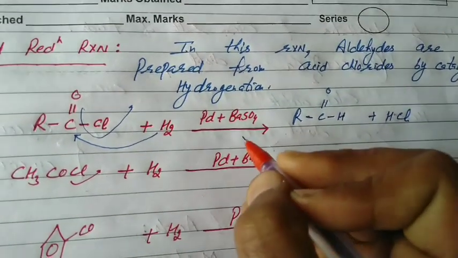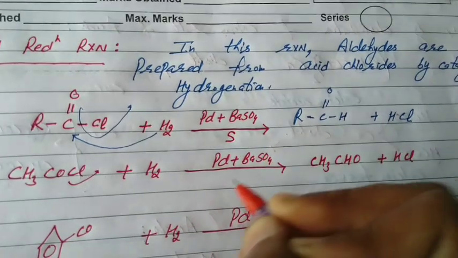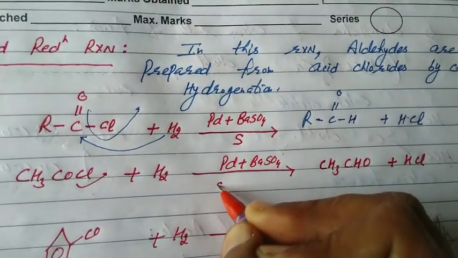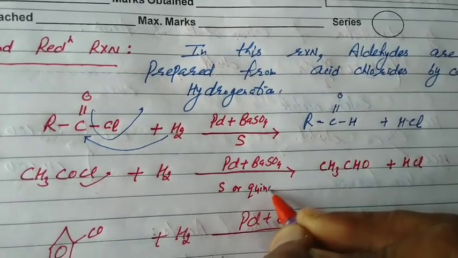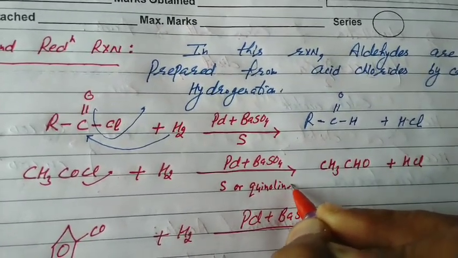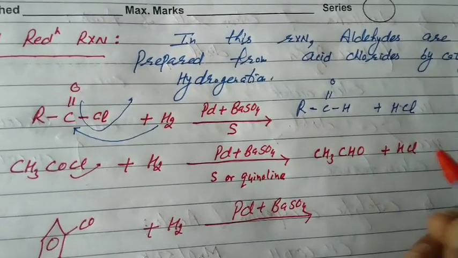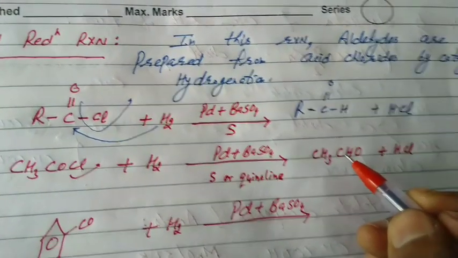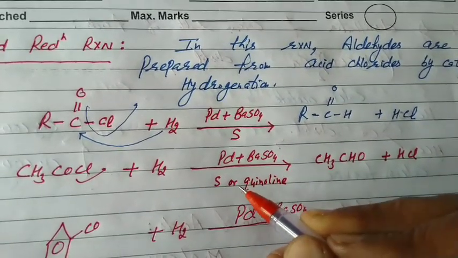Students, the catalytic mixture is poisoned by adding sulfur or quinoline. Since aldehyde further undergoes reduction to alcohol, to stop the reaction at the aldehyde stage only, the catalytic mixture is poisoned by adding sulfur or quinoline.